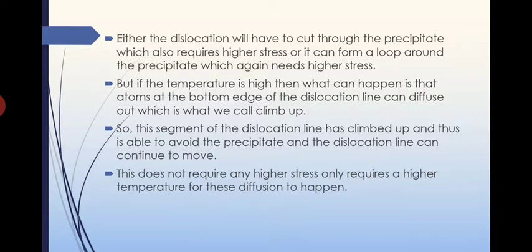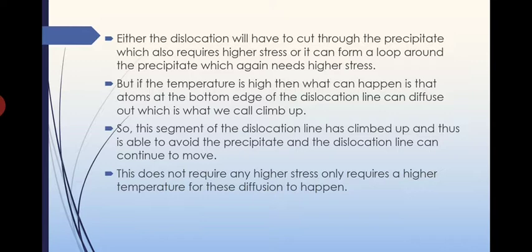Either the dislocation will have to cut through the precipitate, which also requires higher stress, or it can form a loop around the precipitate, which again needs higher stress. These are the two possibilities to overcome this obstruction. Either the dislocation has to cut through the precipitate, for which we require higher stress, or it can form a loop around the precipitate, which again needs a higher stress, but we are not providing any higher stress.